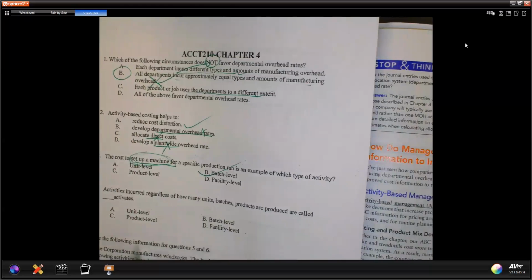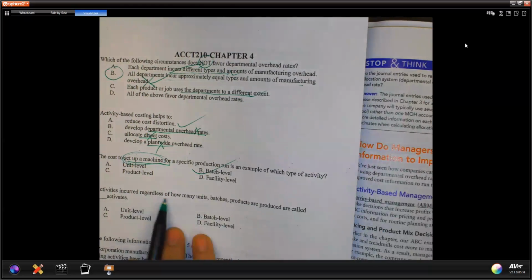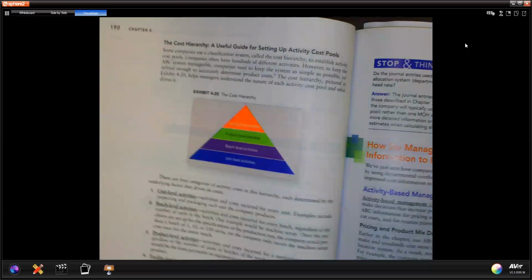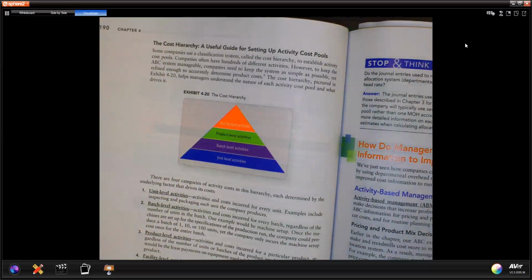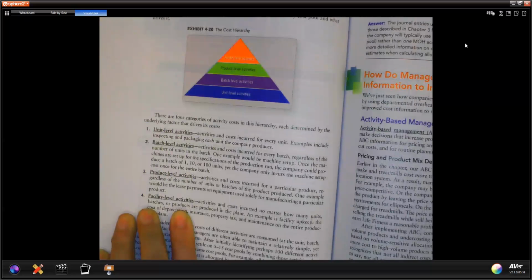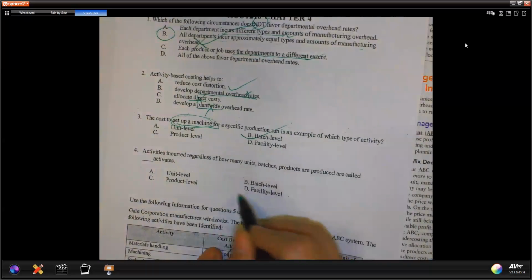Next one, an activity incurred no matter how many units. We said activity cost incurred no matter how many units, batches, or products is facility level. They are facility level, right? Questions 5 and 6 are calculations.